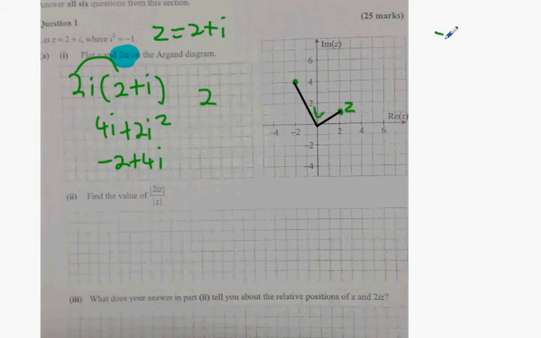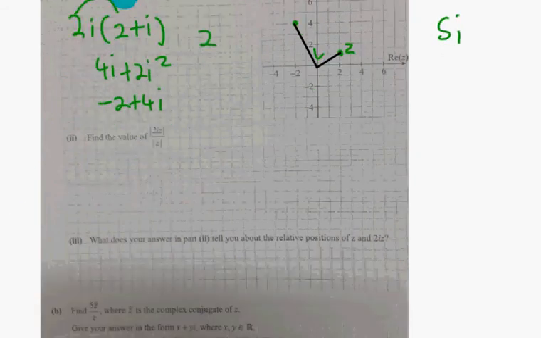If I multiply it by 3i, what would happen? I'd rotate it 90 degrees and it increased by 3 times its original length. If I multiplied it by 5i, 5 times the original length, rotate it 90 degrees. Is that okay? Now, the next one is find the value, and I'll write this down here.